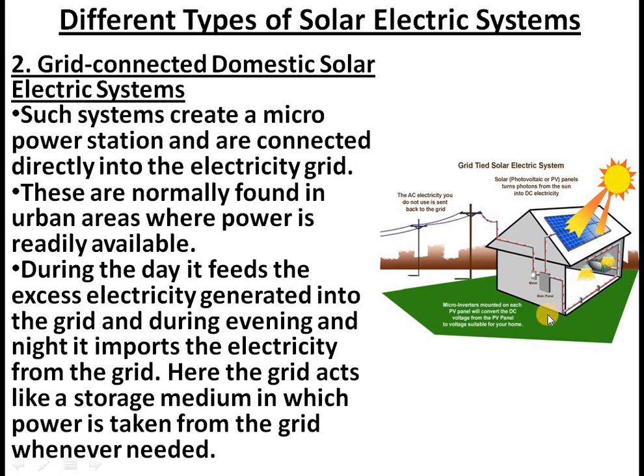You don't have a battery here. You simply produce in the daytime and supply to the grid, and during night time you get it from the common grid. So you can reduce the expenditure on batteries, because batteries are very costly. If you don't have a public supply system nearby, you have to use a battery. You have to charge it during daytime, and at night time you can use it. So that is a difference.